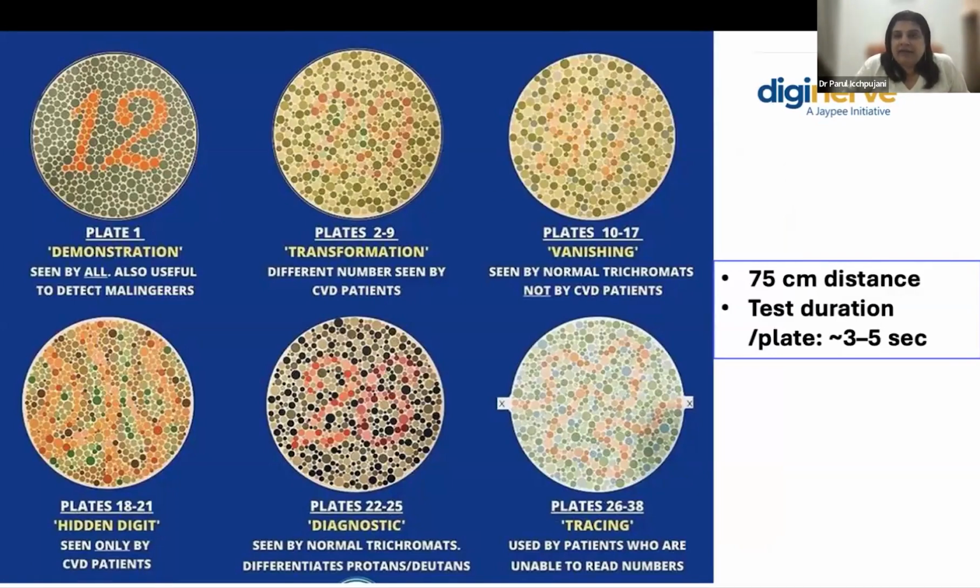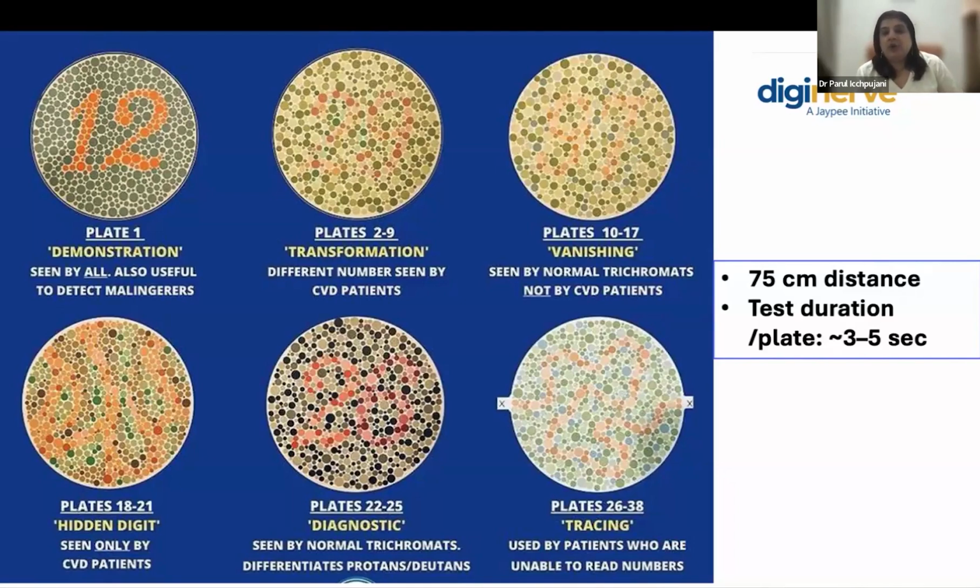This can be seen by everybody, even by the colorblind person. So if somebody says that they cannot read plate number 1, that means they are malingering, they are lying. Plates number 2 to 9 are called the transformation plates. They have what I, as a normal person, will read as 29, but a colorblind person will read as a different number. So these numbers can be read even by colorblind people, but different than what a normal person would read.